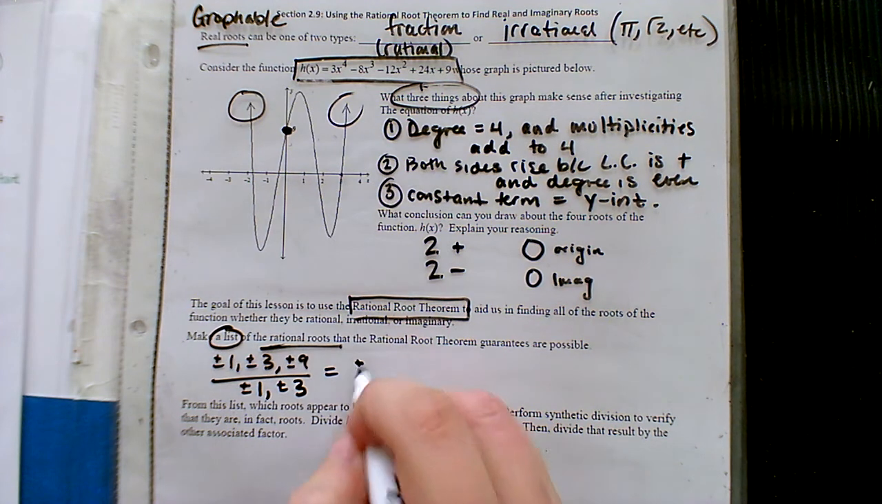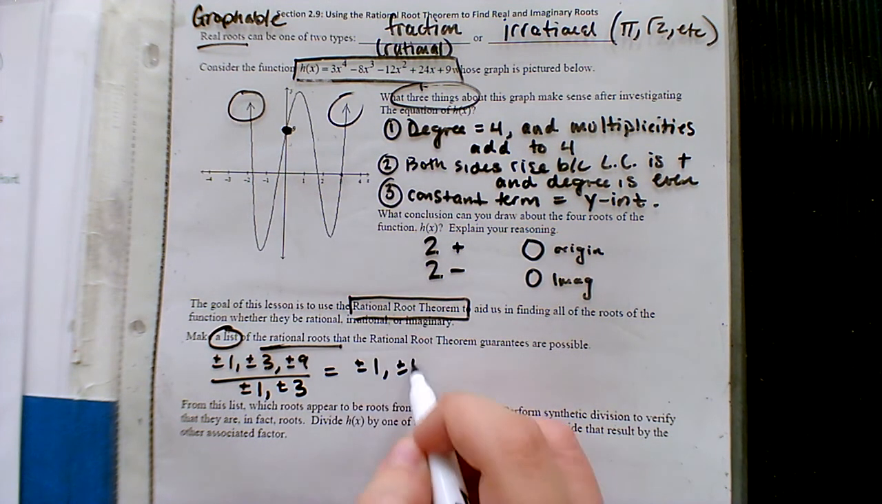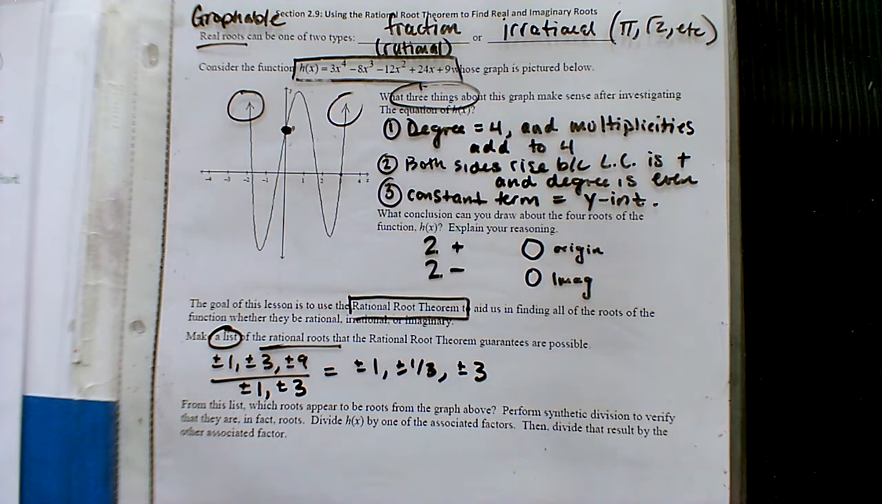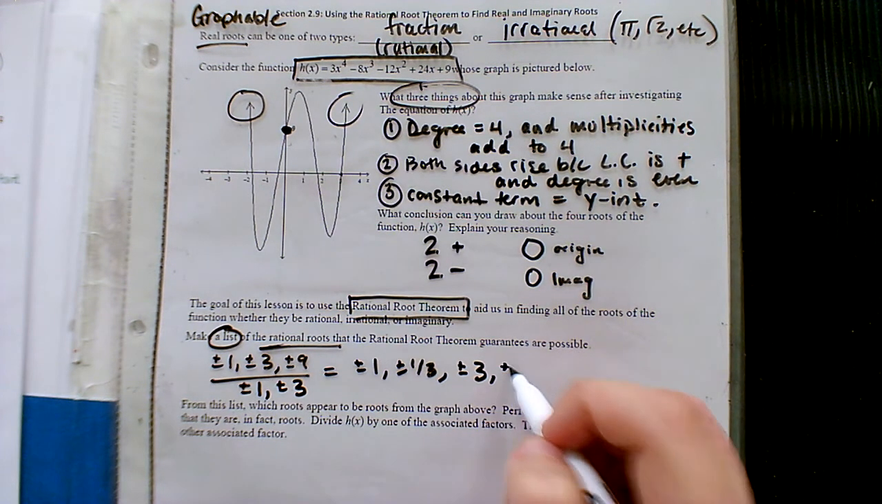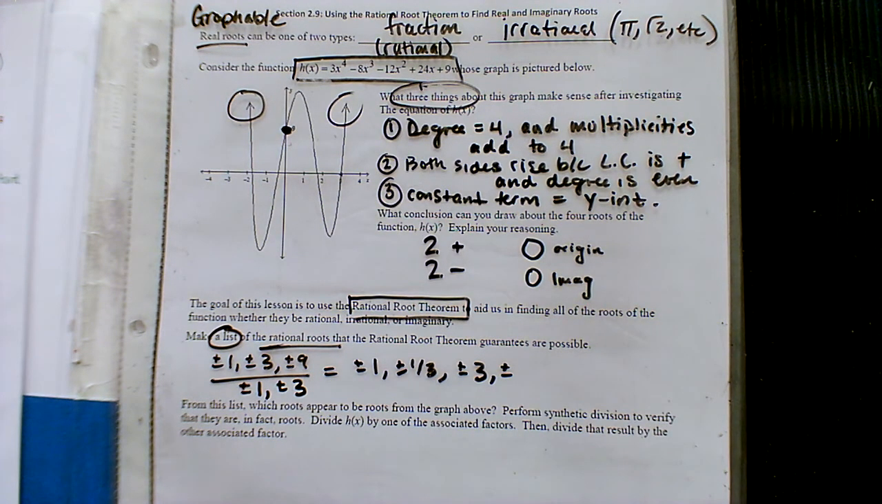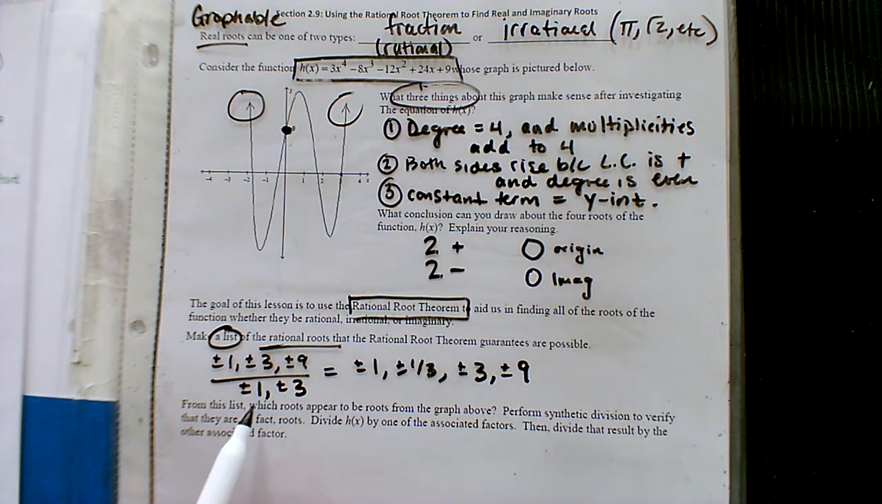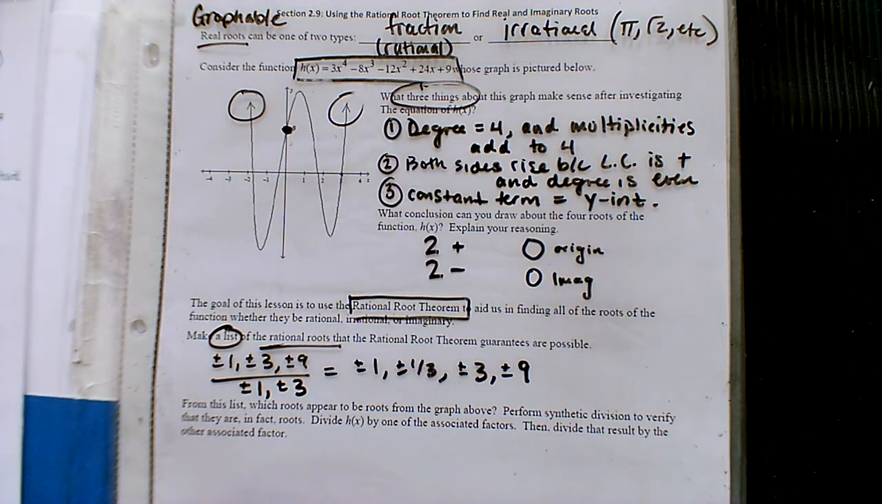All right, let's make our list. So 1 divided by 1, 1 divided by 3, 3 divided by 1, 3 divided by 3 is already listed, 9 divided by 1, and then 9 divided by 3 is already listed. So 4 times 2, we have 8 possibilities, okay, not as big or as many as the ones that we saw yesterday.